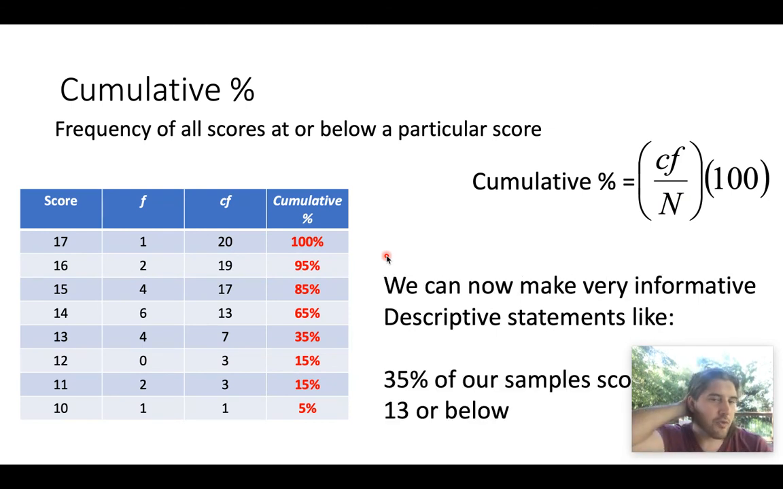So we can now say really interesting things, like 35% of our sample scores at or below 13. That's really helpful. I mean, this is basically what colleges do for admission, right? This is how we look at things like SAT scores and the GRE when you're trying to get into grad school, or the MCAT when you're trying to get into med school.